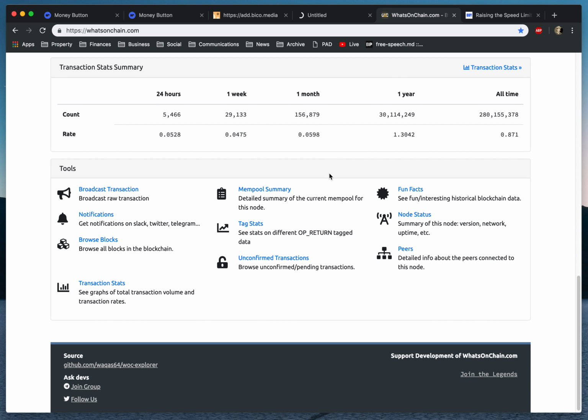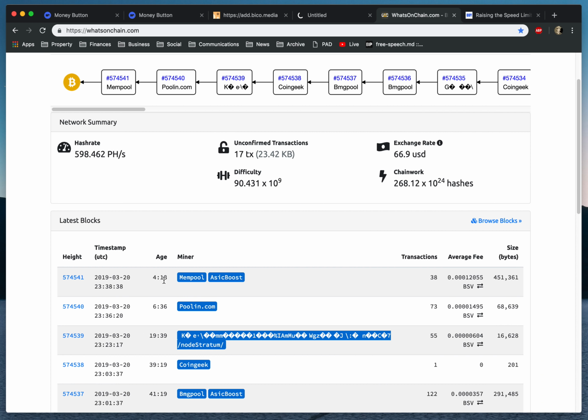I don't know how the architecture of Bico.media works, but the fact that it hasn't yet said not found, I think is a good sign. So let's just see if it works. Meanwhile, let me look at the block situation here. Okay, so that one's now 4 minutes old.